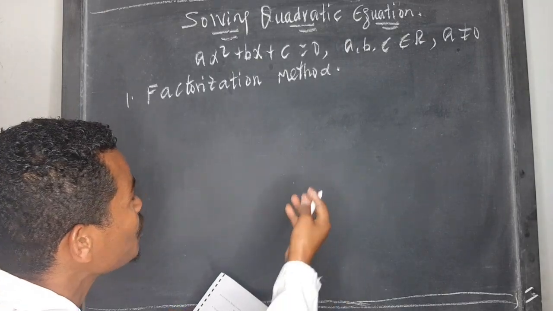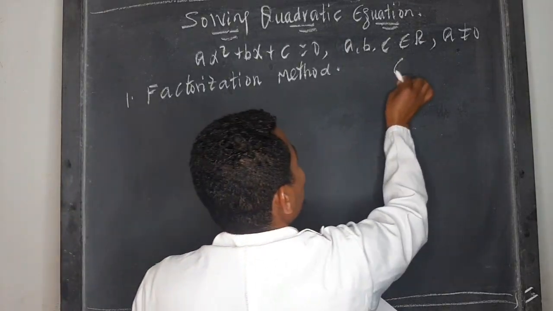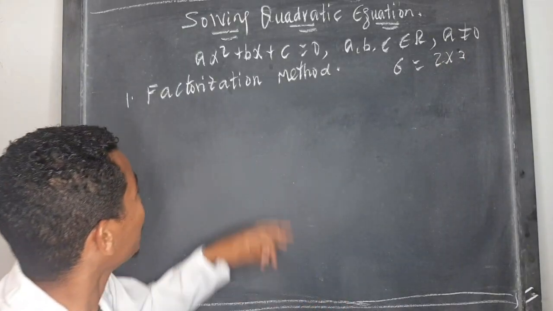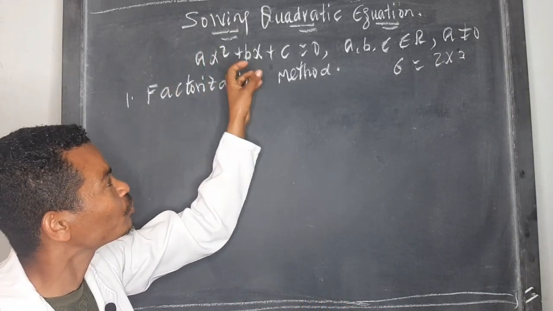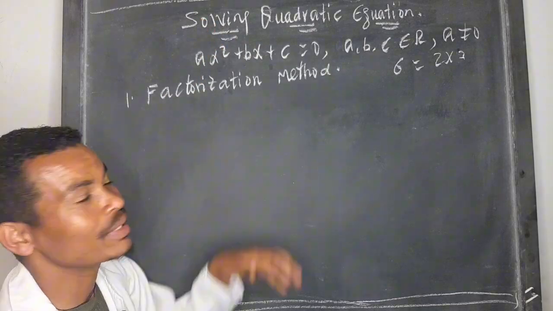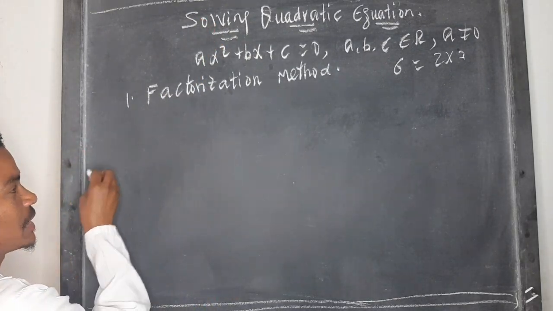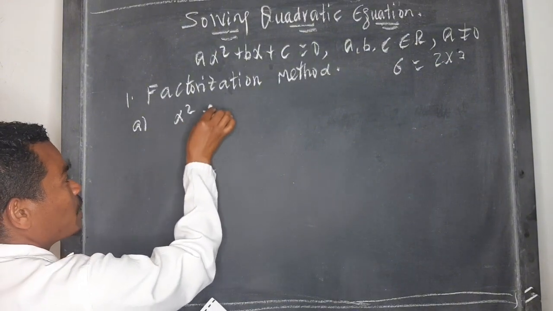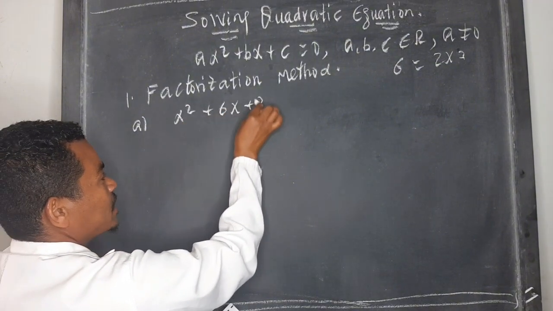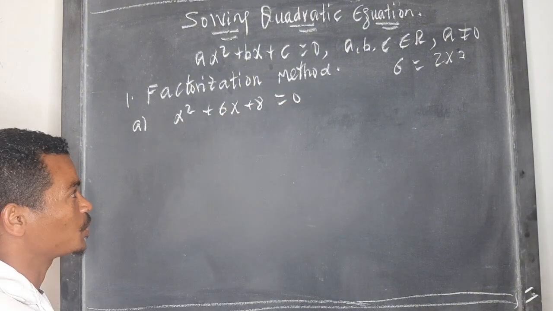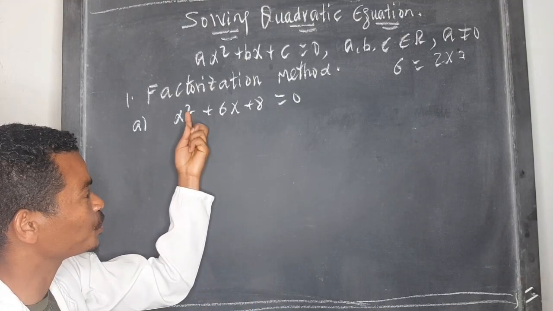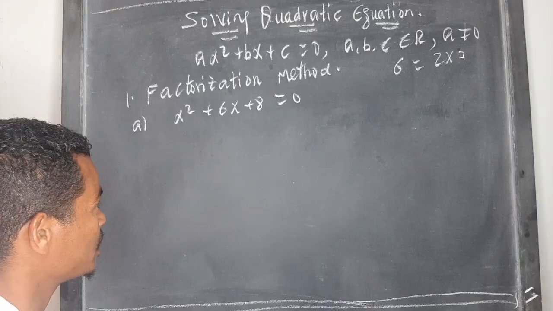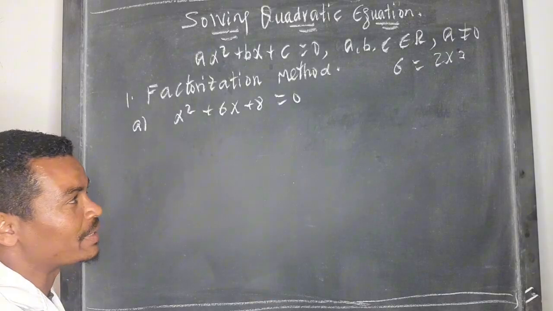Okay, factoring means breaking down. For example, if we take 6, it's possible to write 6 as 2 times 3. Likewise, we write this quadratic equation as a product of terms, or convert it into linear form. For example, let's say x squared plus 6x plus 8 is equal to 0. So this one is a quadratic equation because the degree is 2. So how can I solve this quadratic equation? By using the factorization method. So how do we apply the factorization method?